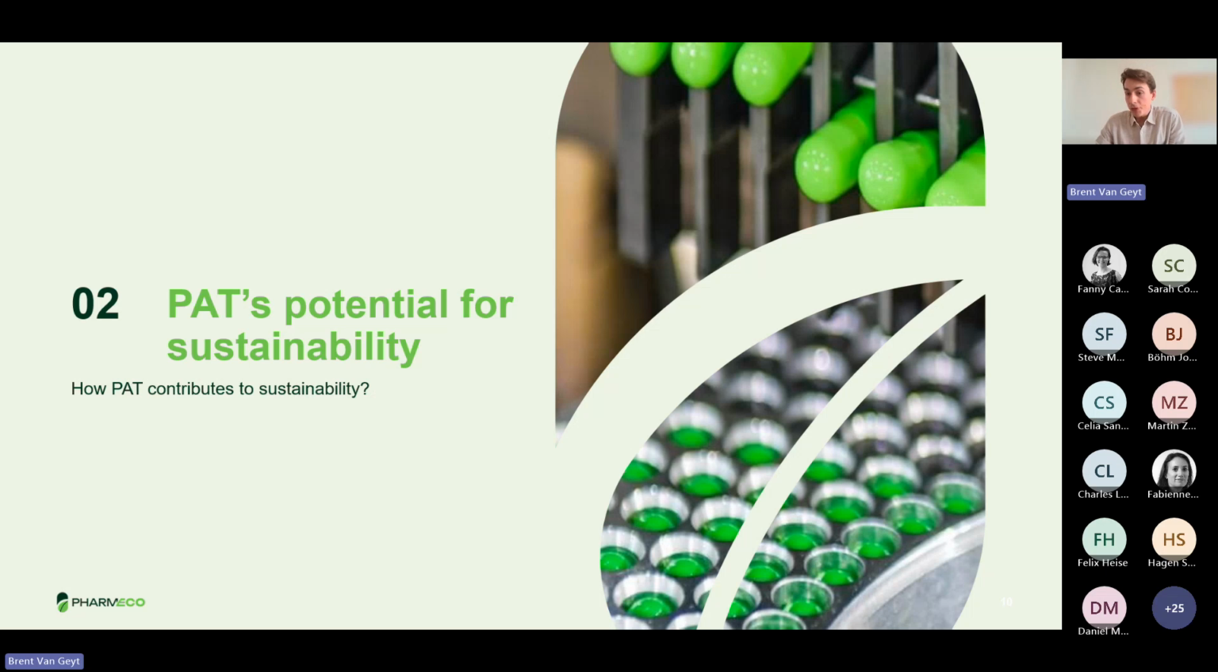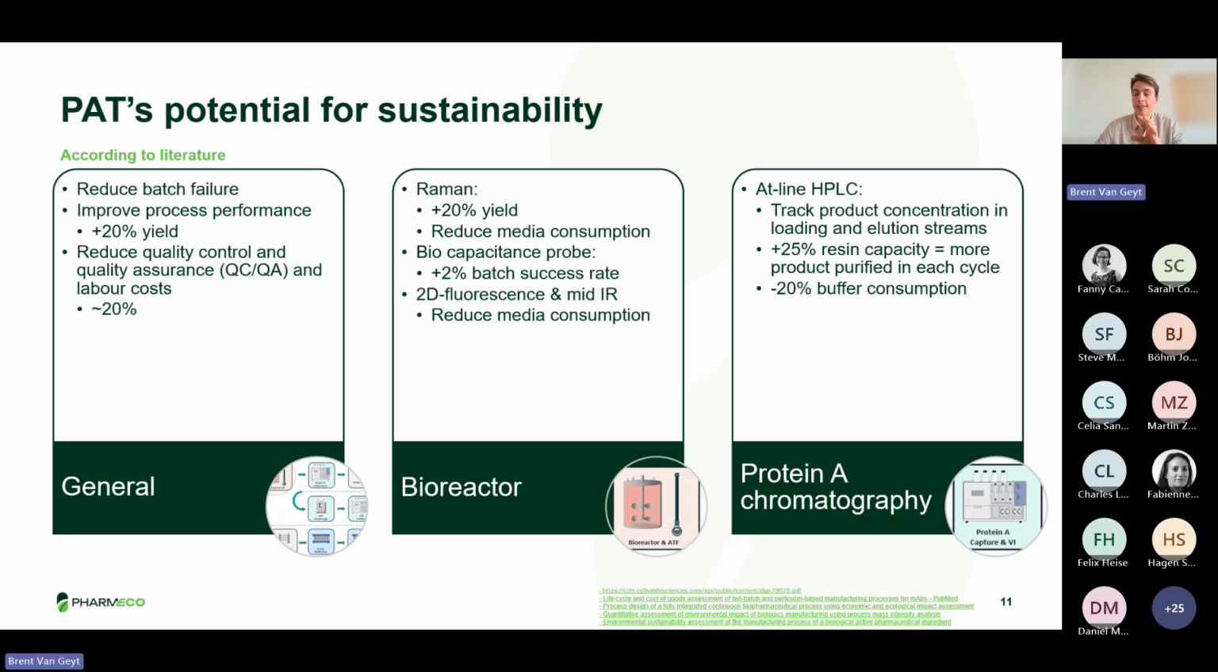So, PAT potential for sustainability. This is where I really started, looking at literature. What is the potential of PAT in biomanufacturing? So again, to make sure, this is according to literature. In general, I found that implementing PAT can reduce the batch failure, but it can also improve the process performance by 20% of yield. It can also reduce the quality control and the quality assurance and the labor cost by around 20%.